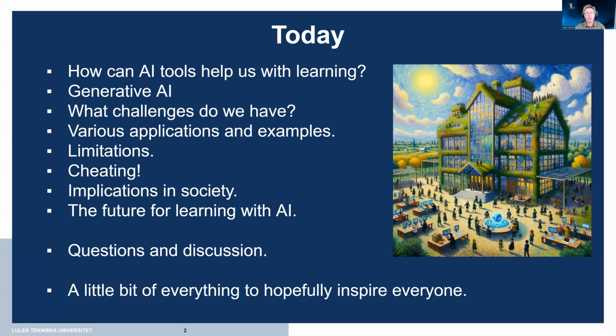I will show you a number of applications, examples, talk about limitations, spend some time on the cheating question, because it's hard to talk about this subject without talking about cheating. And then looking a bit forward, implications in society, implications on learning with AI, what opportunities do we see? And then afterwards, we'll have some time for questions and discussions as well. A little bit of everything to hopefully inspire you.